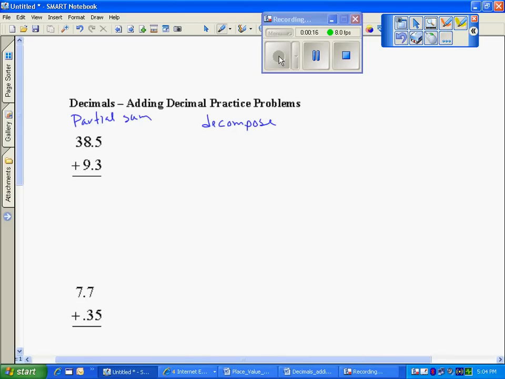So to do decomposition, my tens, there are 30, not 3, there are 30 plus 8 plus 5/10. I have 9 ones and 3/10. Combining my tens, my ones, and my tenths. Further combining, I had 47 and 8/10.